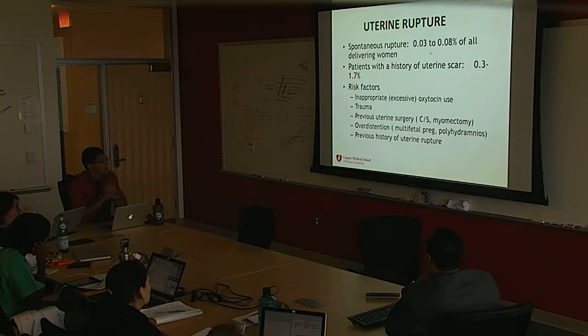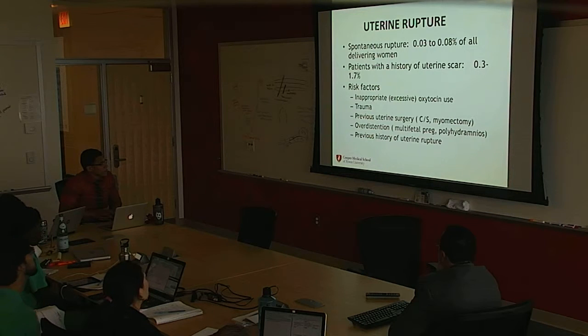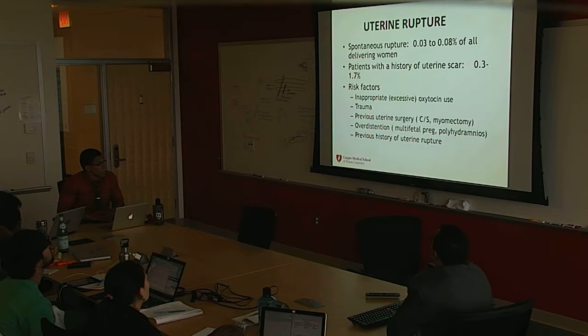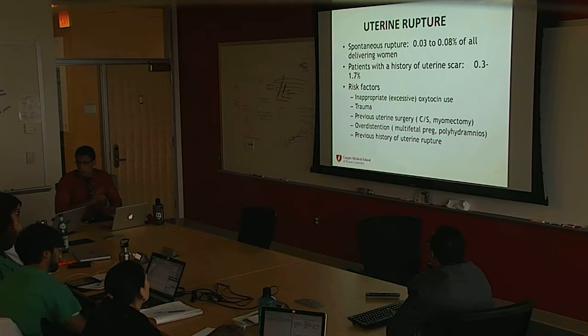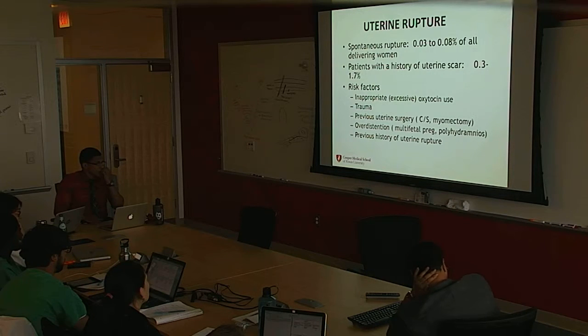Spontaneous rupture occurs in 0.3 to 0.8% of all delivering women. Patients with a history of uterine scar have increased risk of uterine rupture, especially after a previous cesarean section or myomectomy. Risk factors: inappropriate excessive oxytocin, trauma, previous uterine surgery like C-section or myomectomy, over-distension that can be caused by a multi-fetal pregnancy or hydramnios, and previous history of uterine rupture. Those are the risk factors for uterine rupture.